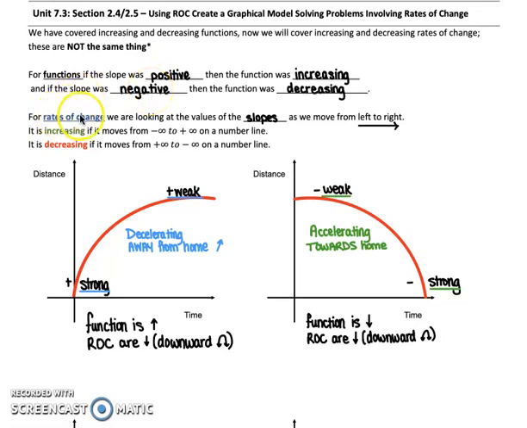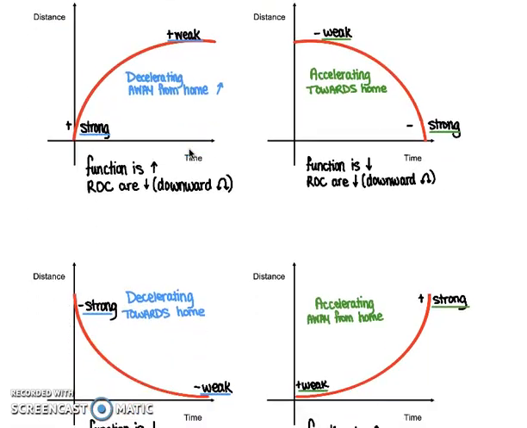For rates of change, we are looking at the values of the slopes as we move from left to right. So the rate of change is increasing if it moves from negative infinity to positive infinity on a number line, and it is decreasing if it moves from positive infinity to negative infinity on a number line. We looked at 4 different examples here.